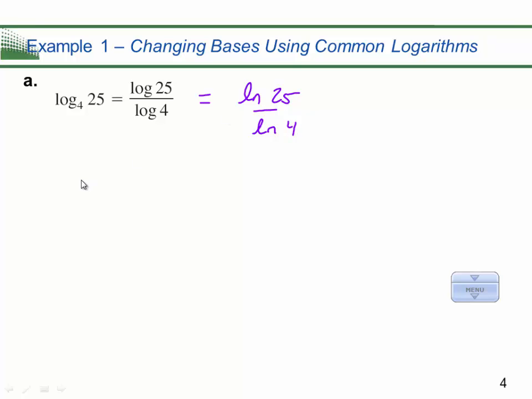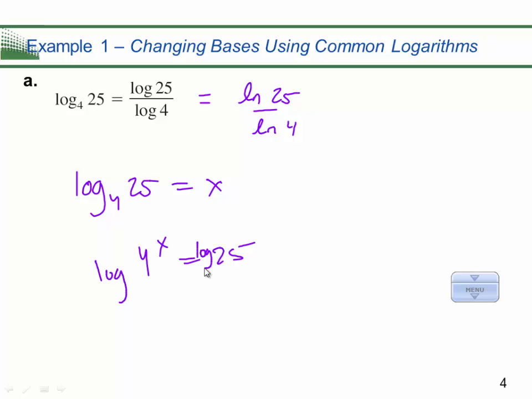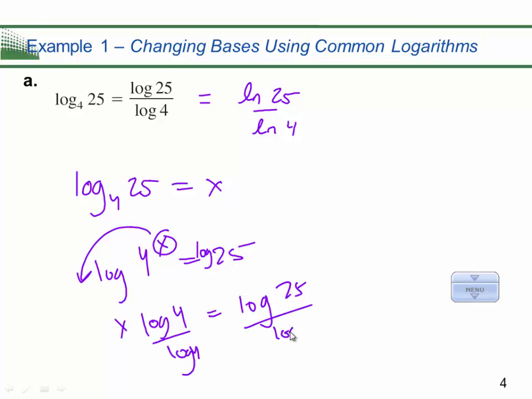Okay, let's see. Log base 4 of 25 equals x. If I change that to 4 to the x power equals 25 and take the log of both sides, this proves where it comes from. One of the properties we're going to learn about is you can bring that exponent down, and you have log of 4 times x equals log of 25. Now divide both sides by the log of 4, and there you have the change of base theorem. So it's not hard to prove. You'll prove it in some of the homework problems.